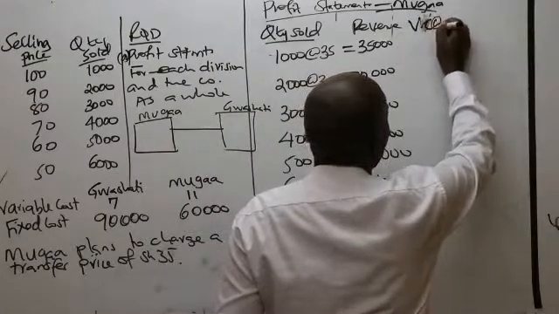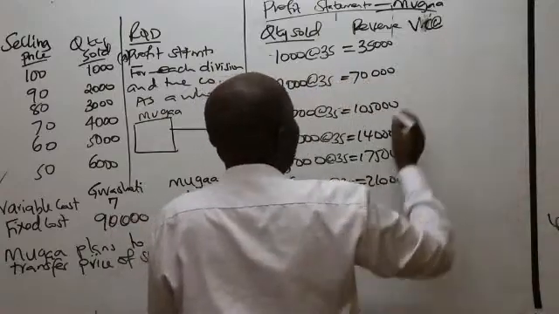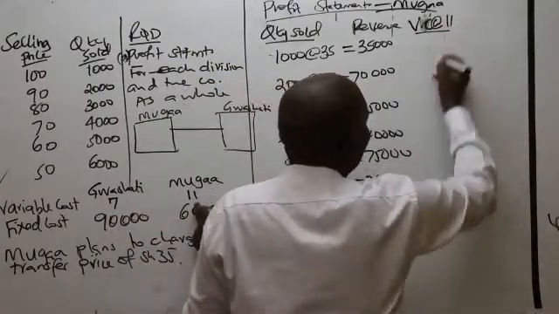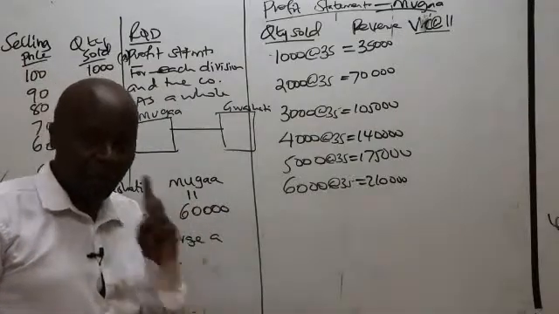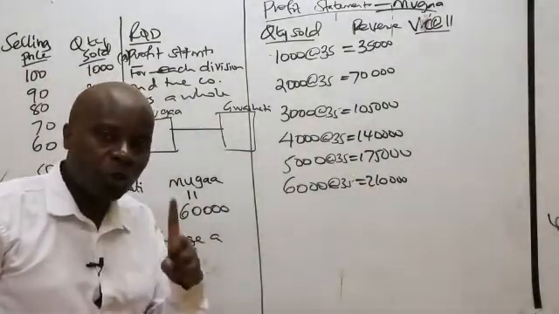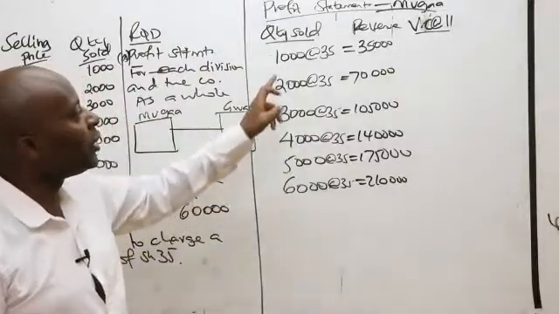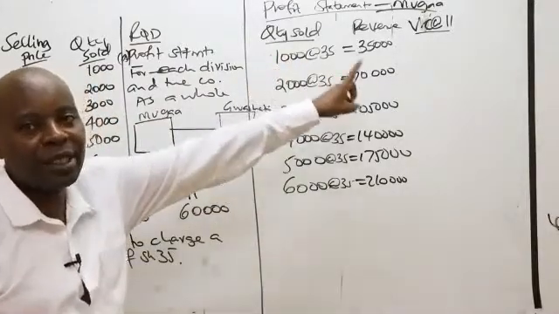I can see Muga's variable cost is 11 per unit. So what we need to do to get the variable cost is take the quantity produced times 11.